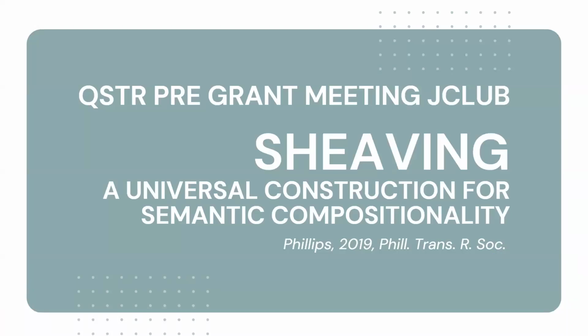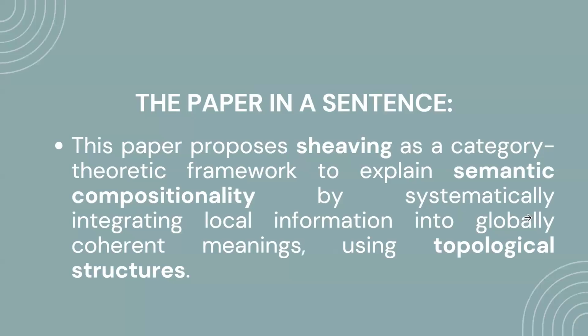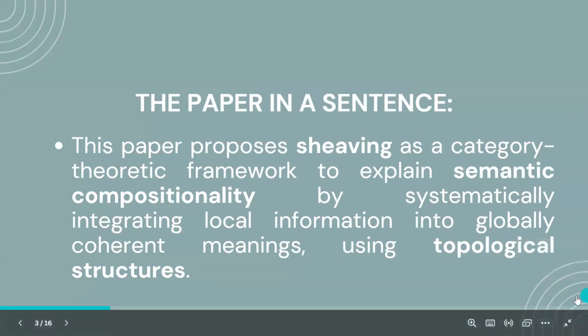So I'm actually presenting a Steven paper today, Sheaving a Universal Construction for Semantic Compositionality. I will start with a very quick overview of the paper itself, try to summarize it in one sentence. Essentially, this paper proposes sheaving as a category theoretic framework to explain semantic compositionality by systematically integrating local information into global coherent meaning using topological structure.